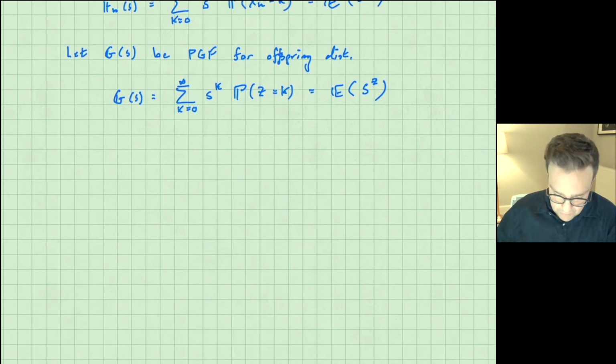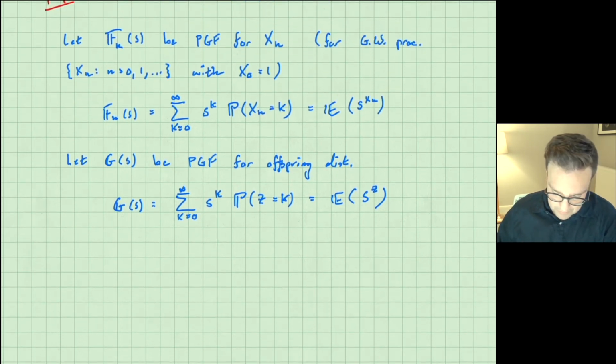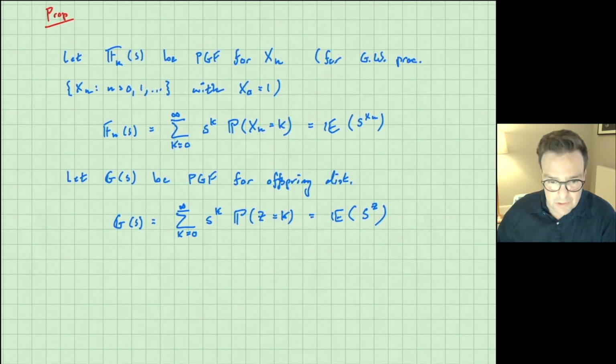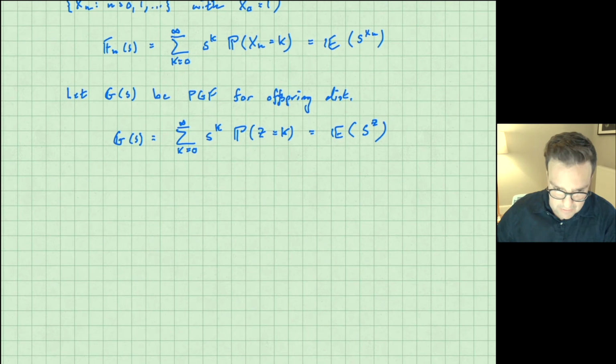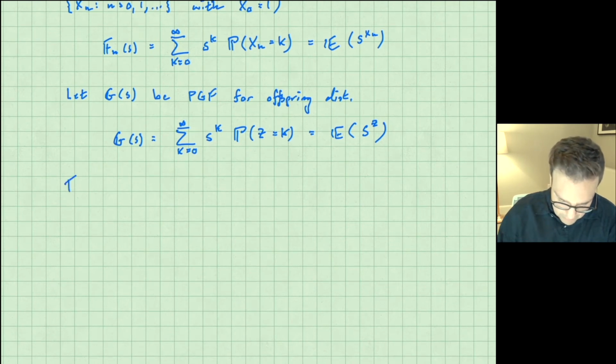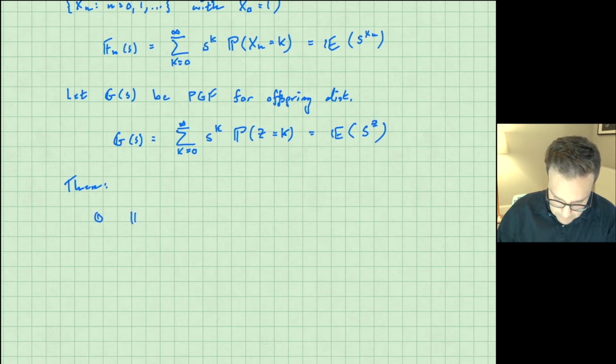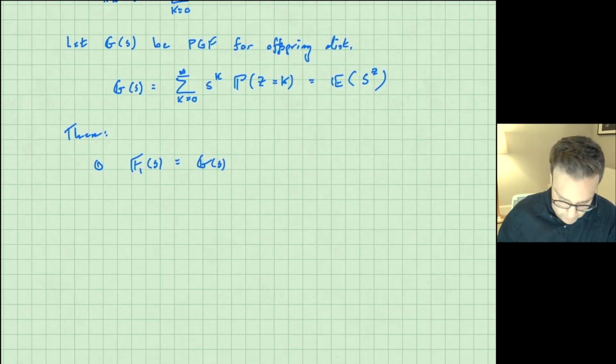And so here's the proposition. That's just introducing the PGFs that we want to actually talk about. The proposition has three parts. Then the following is our claim. So first of all, F1 of S is the same as G of S. That's the first part.